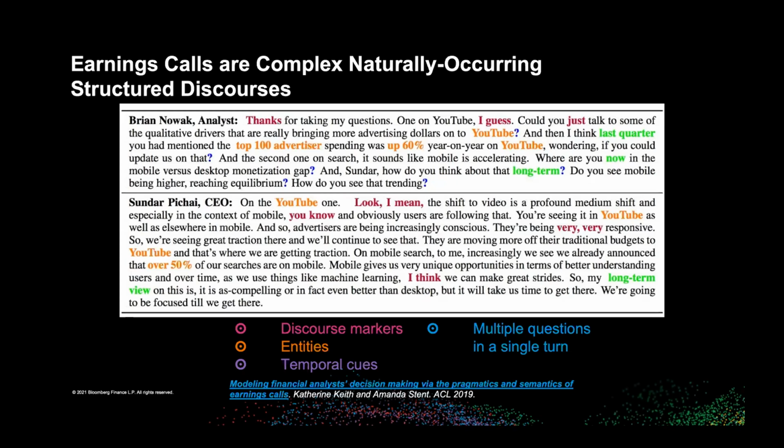There are a bunch of discourse markers and pragmatic or social kinds of things. There are a number of entities that are discussed. There are various temporal cues. And there are also multiple questions in a single turn. So this is not really a simple discourse, but actually quite a complicated one. And this is work that Catherine Keith and Amanda Stent published in ACL in 2019.